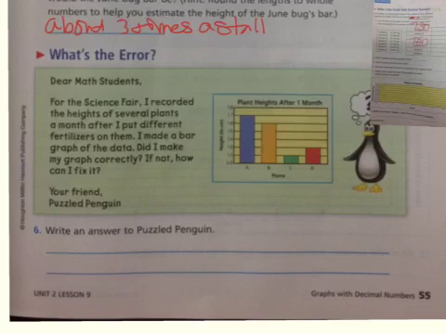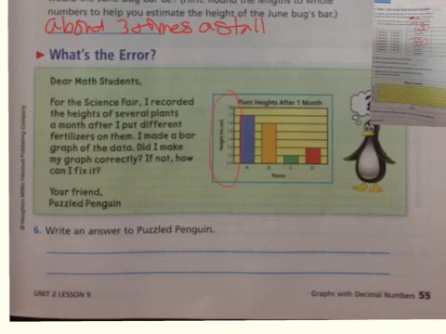Well, looking at his bar graph, I see that it says plant heights after 1 month, and I see that his height is in centimeters. So he goes 1 centimeter, then 1 and 3/10 centimeters, then 1 4/10, 1 5/10, 1 6/10, 1 7/10, 1 8/10. And the error that I'm seeing right away is that there's something wrong right here.